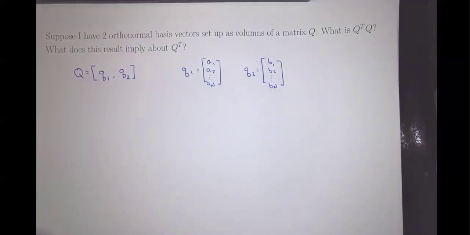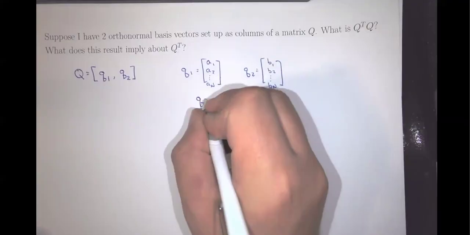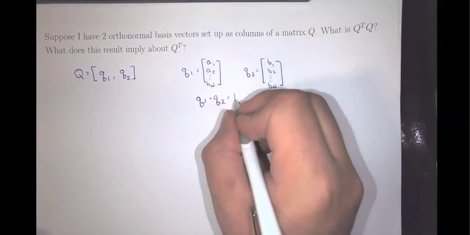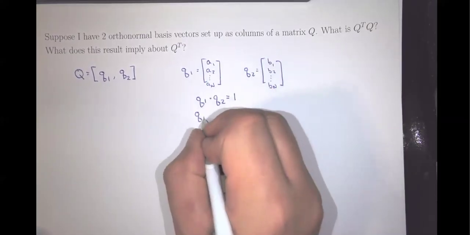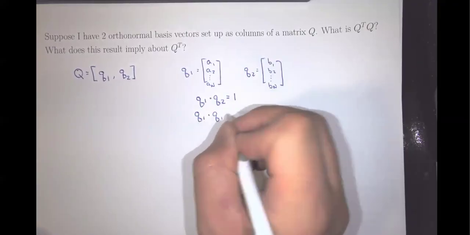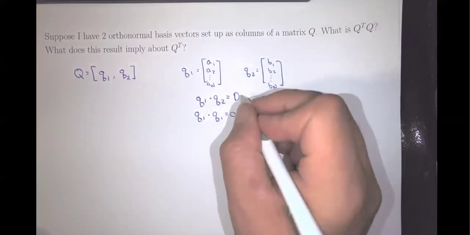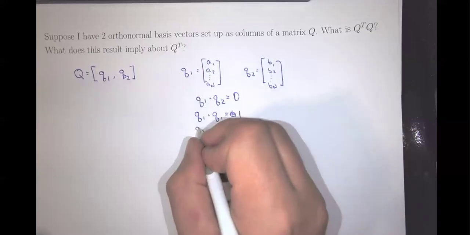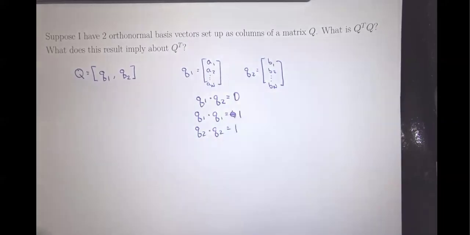And they're orthonormal basis vectors, which means a couple of things. It means Q1 dot Q2 is equal to... I'm sorry, opposite way around. Q1 dot Q2 is 0. Q1 dot Q1 is 1. Q2 dot Q2 is equal to 1 as well.